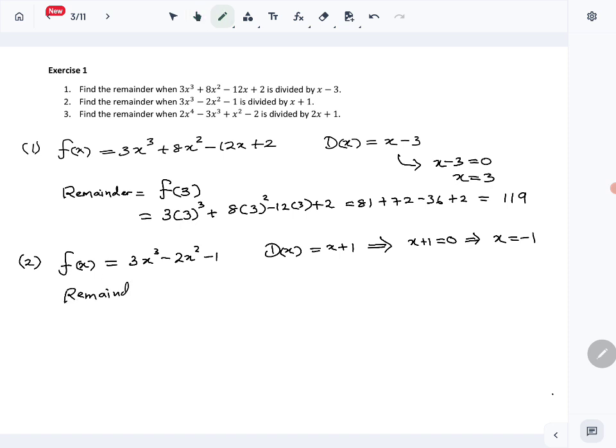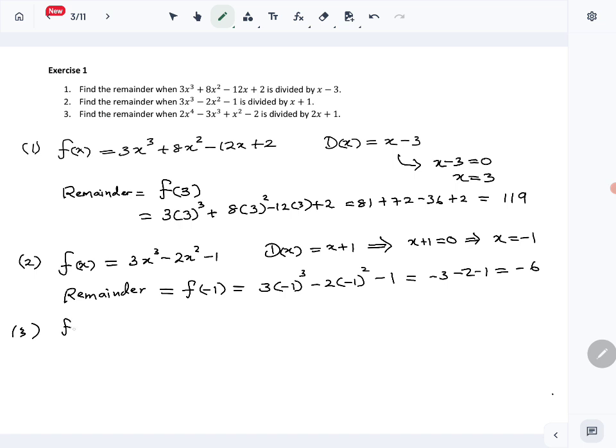Remainder equals f of minus 1. It is going to be what? 3 times minus 1 cubed, minus 2 times minus 1 squared, minus 1. So minus 3 minus 2 minus 1. So minus 6. So the remainder is minus 6. Right. Let's look at the third one. Now a quartic, a fourth degree. It's divided by 2x plus 1. Let's see how to do that one.